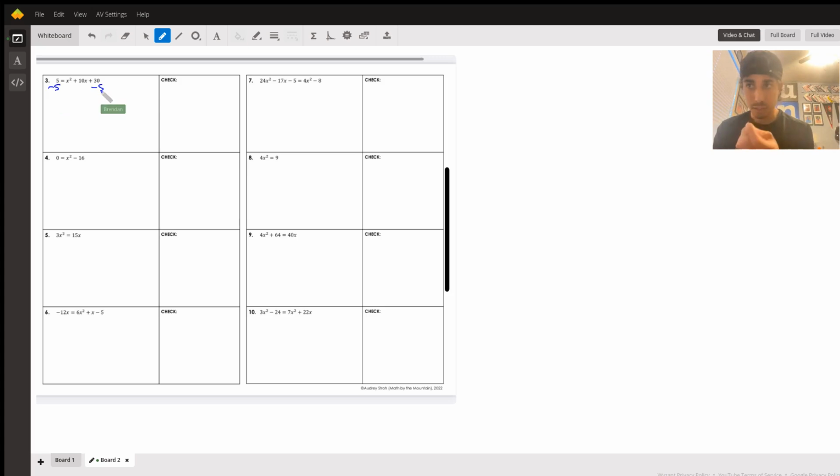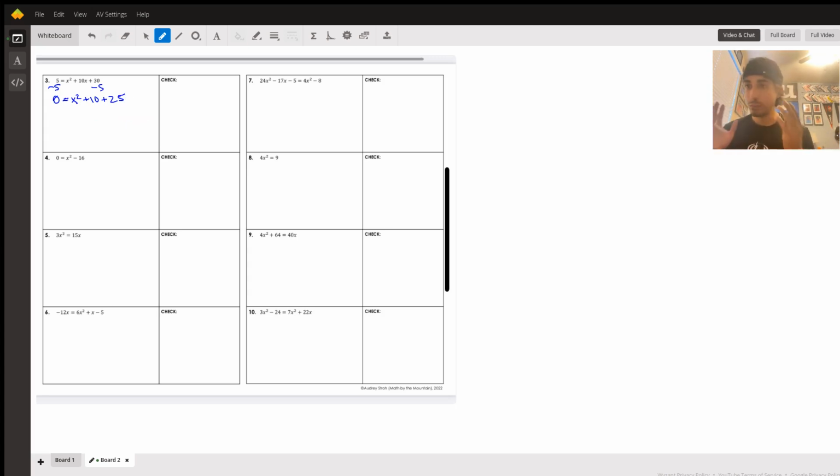And notice when I am subtracting 5, we're combining like terms. I'm subtracting it from the 30. Not from the x squared, not from the 10x, because there's no x on that 5. So we're subtracting it from the 30. So we're going to get combined like terms and get x squared plus 10x plus 25.